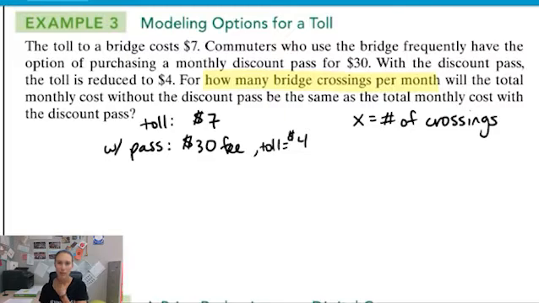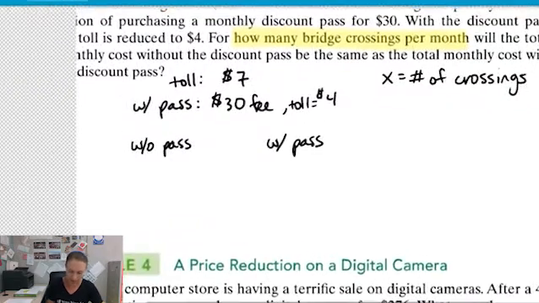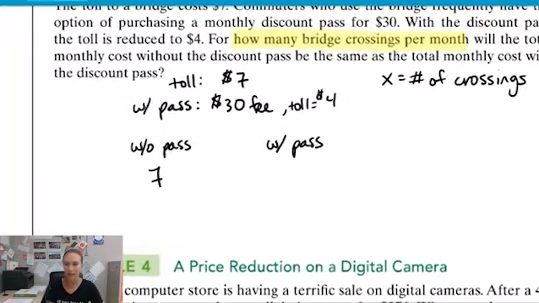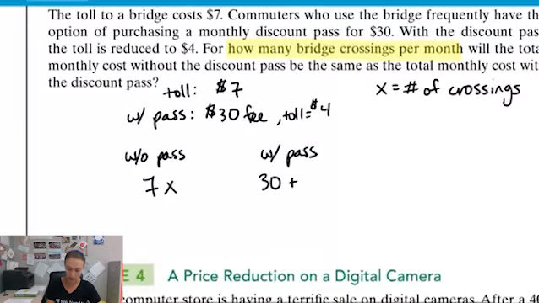And so we can write our equation. We're going to have without the pass, and then with the pass. Without the pass, it's going to cost me $7 every single time I cross the bridge. So for every X, it costs $7. That's going to be 7 times X. And then with the pass, it's going to cost me a $30 flat fee, plus $4 every time I cross the bridge. So 4 times X, our number of bridge crossings.